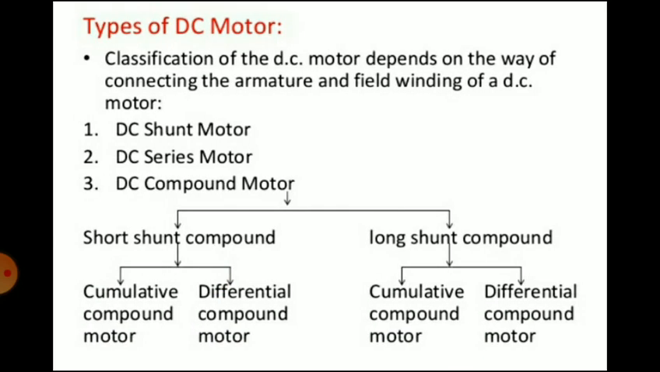Then types of DC motor. So classification of DC motor depends on the way of connecting the armature and the field winding of DC motor. So first is DC shunt motor, second is DC series motor, and third is DC compound motor. So DC compound motor is again subclassified as short shunt compound motor and long shunt compound motor.